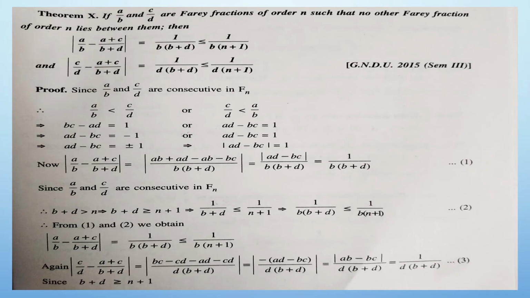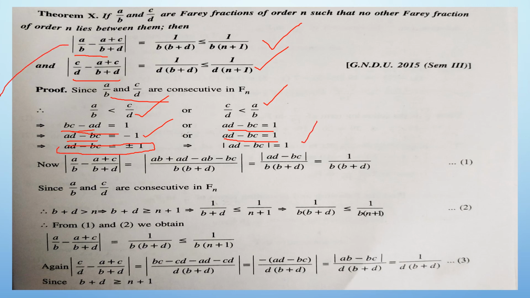Similarly, if we have two consecutive fractions a/b and c/d of order n, and no other fraction lies between them, then the difference of this is less than or equal to this, and the difference of this is less than or equal to this. We have to prove this result. Since these are two consecutive fractions, either a/b is less than c/d or c/d is less than a/b. From here we can say this is equal to 1. From here we can say this is equal to 1. So if we take minus common, we get ad minus bc is equal to minus 1. From here bc minus ad is equal to 1. Combining both equations, we get ad minus bc is equal to plus or minus 1. We can write mod is equal to 1.